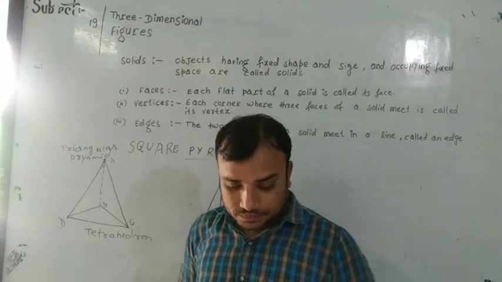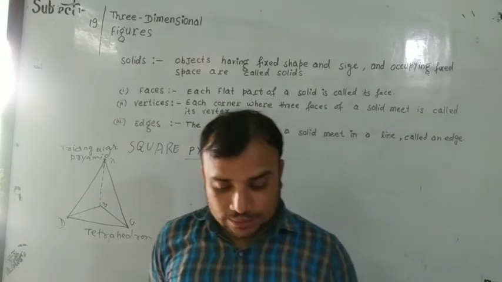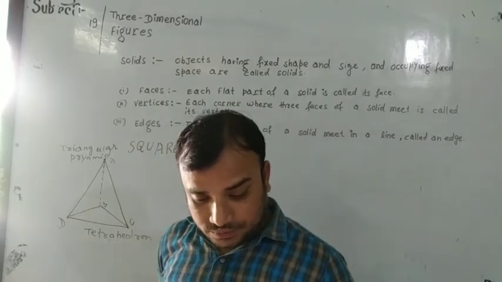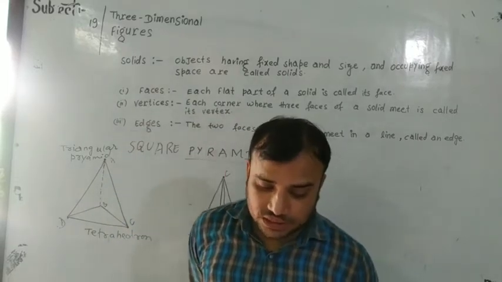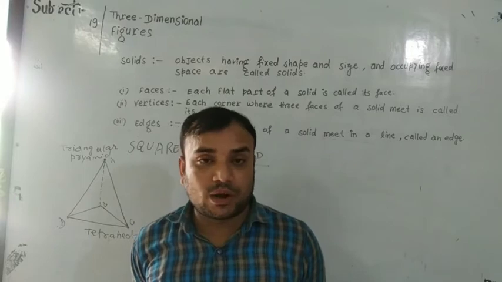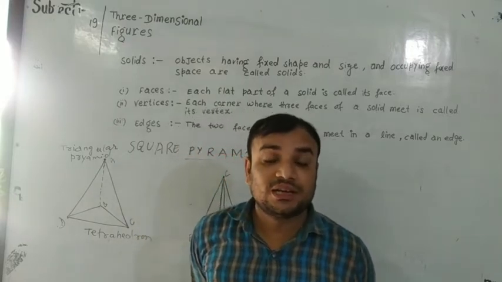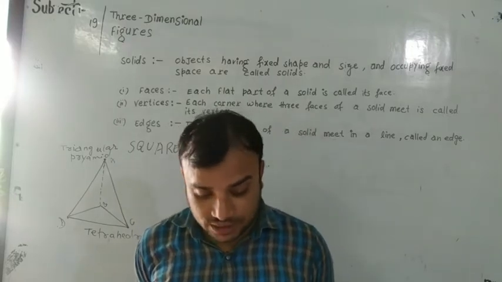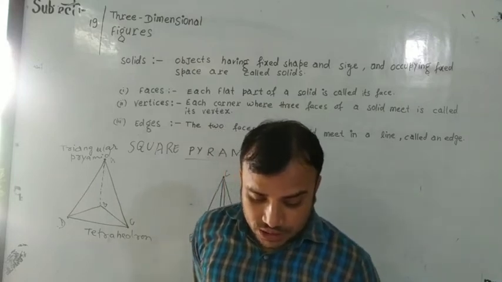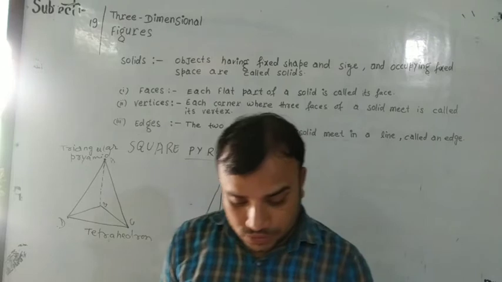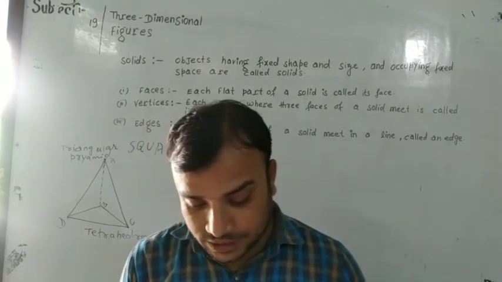Now dear student, you have the question of chapter 19A: write down the number of vertices, faces and edges of each of the following figures. Cuboid. How many faces in a cuboid? 6 faces in a cuboid. So you write here 6. Okay dear students, in this way you solve the questions of 19A.